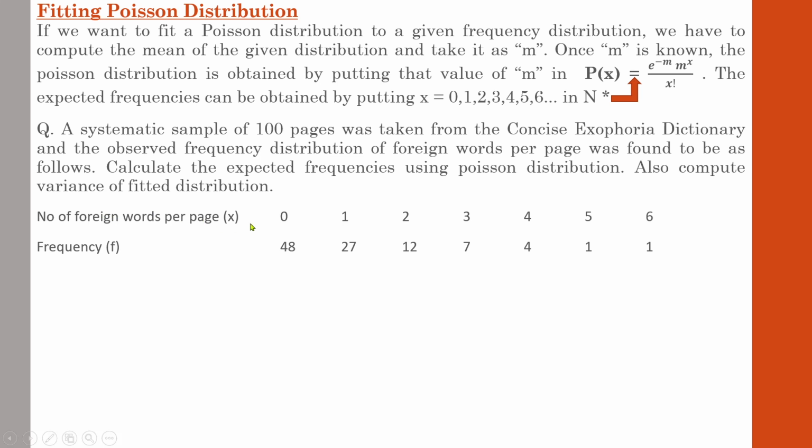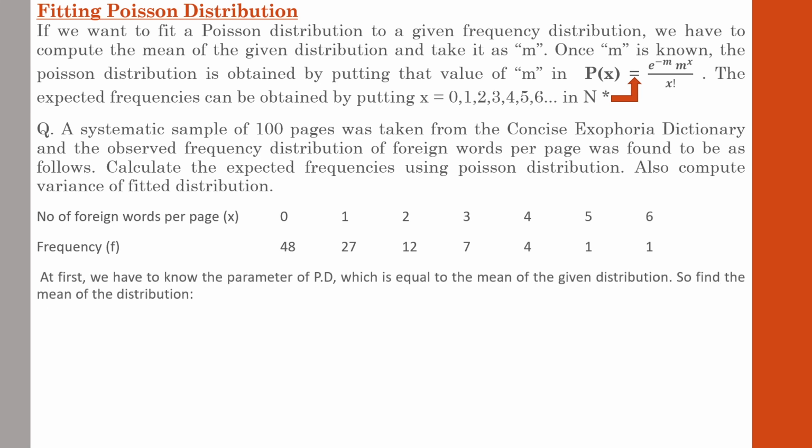So the number of foreign words per page is given, and the frequency of occurrence of foreign words per page is also given. Whenever you are dealing with a Poisson distribution case, you first need to find the value of m, or mean, and we all know how to find the mean. Here x and f are given, so you can easily find the mean using the basic computation of arithmetic mean. At first we have to know the parameter of the Poisson distribution, which is equal to the mean of the given distribution. The mean is sigma fx by sigma f.